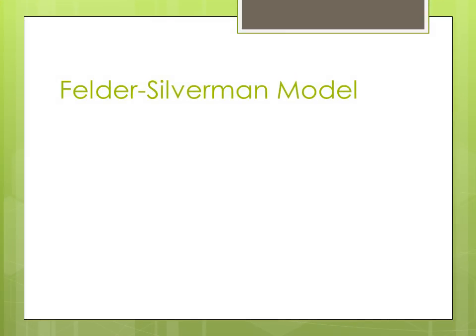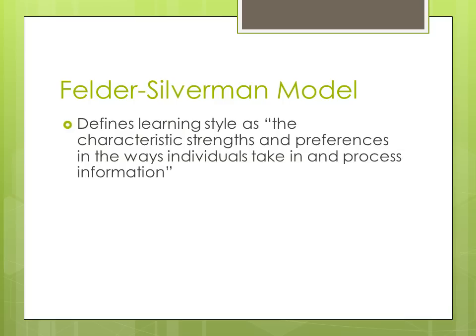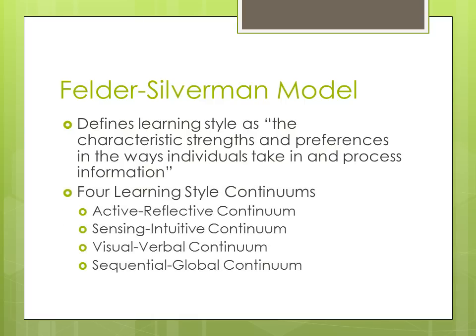Okay, the 4th model is the Felder-Silverman model. In this model, learning style is defined as the characteristic strengths and preferences in the ways individuals take in and process information. And their 4 learning style continuums are active-reflective, very similar to the Kolb model, sensing-intuitive, visual-verbal, and sequential-global.